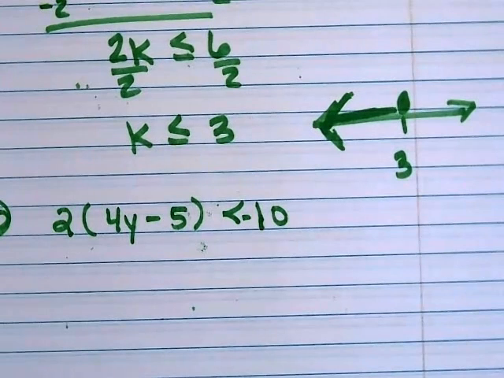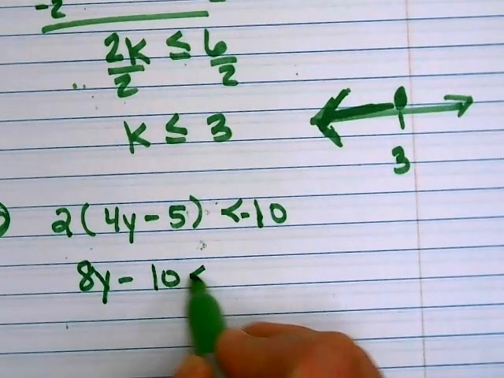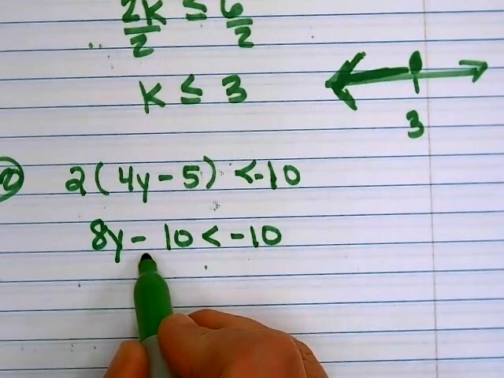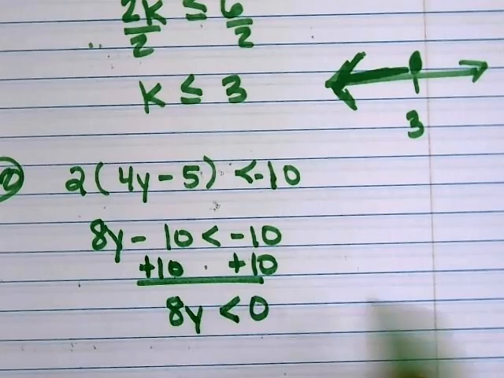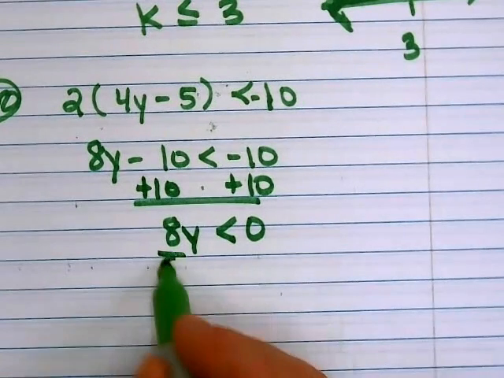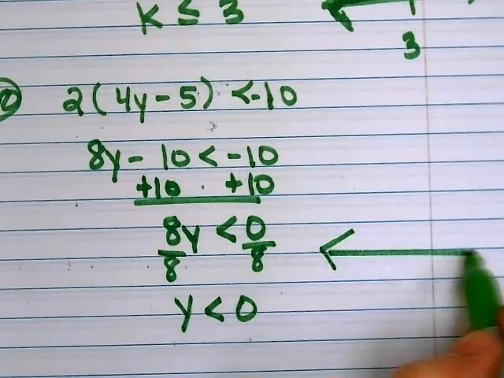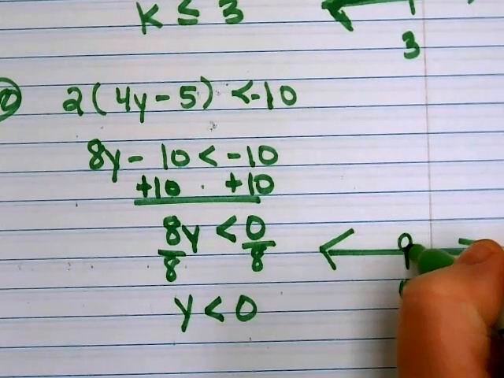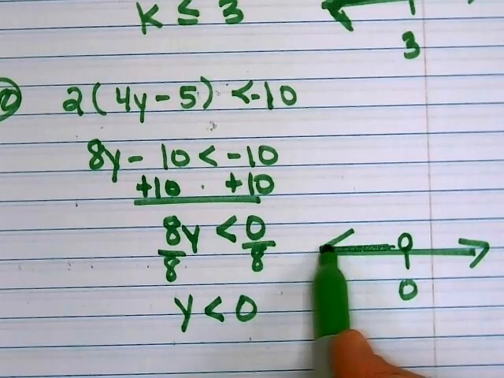32. Let's work on 32. I added, okay, divide by 8. I was going to compare it to zero. What kind of circle? And y is less than. There you go.